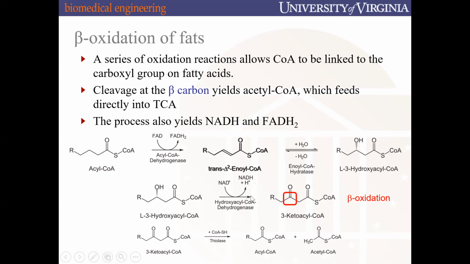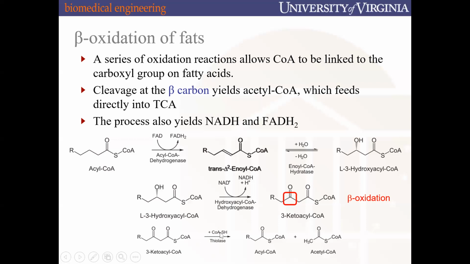And then in the next step, we see another dehydrogenase reaction. So we see the formation of NADH and the oxidation of this beta carbon. So this alcohol has become a carbonyl. So this is where we get the term beta oxidation. And now the last step here, you see this thiolase enzyme catalyzing this reaction on the 3-keto-acyl coenzyme A.